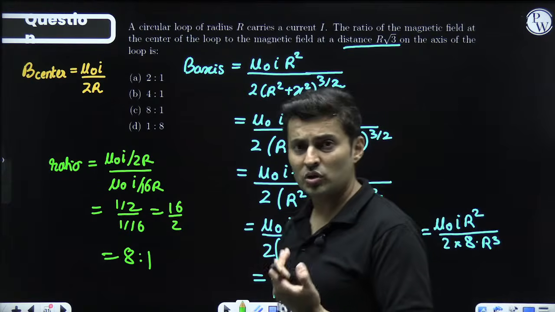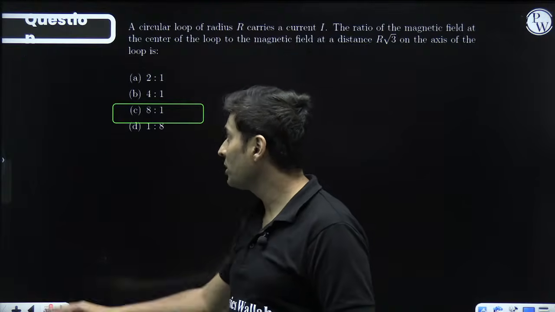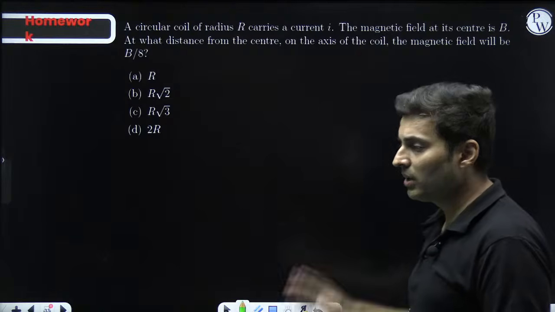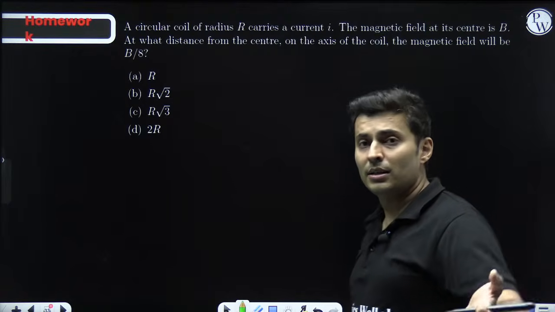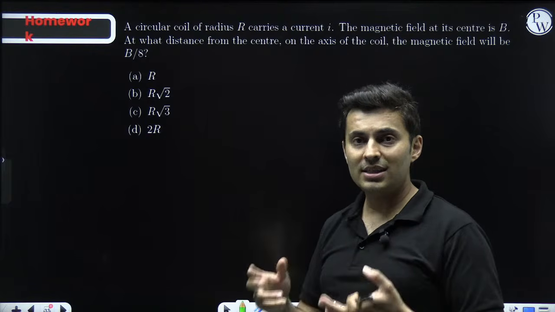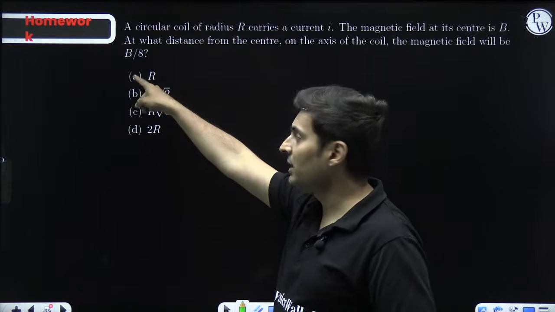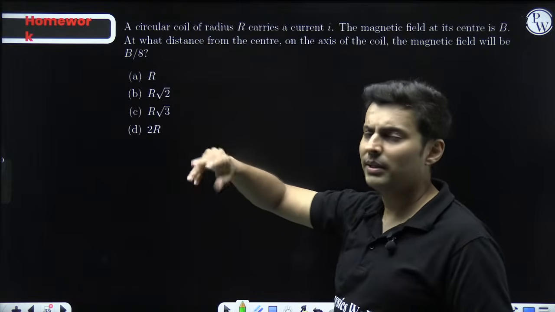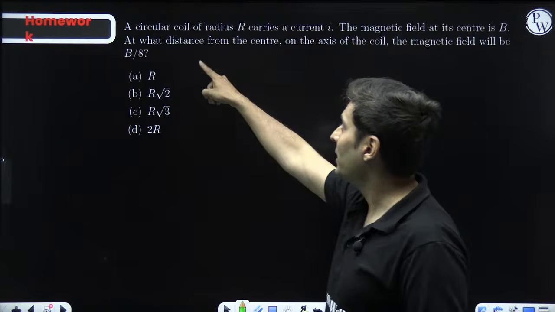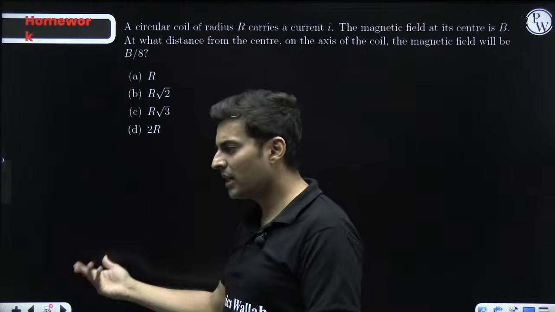This question has come so many times in JEE. You can see PYQs. Most of the times this question has come. Now this question also has come multiple times in JEE. So I am going to give it to you as homework. Here the question is exactly reversed. Instead of giving you the distance and finding the ratio, here the magnetic field is already given. It is B/8 or the ratio is given. You have to figure out how far is that point. So at what distance? It's exactly the reverse. So think about it, you will get it.